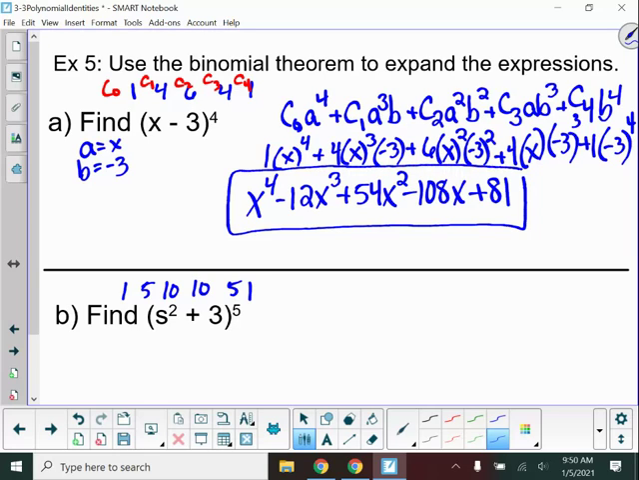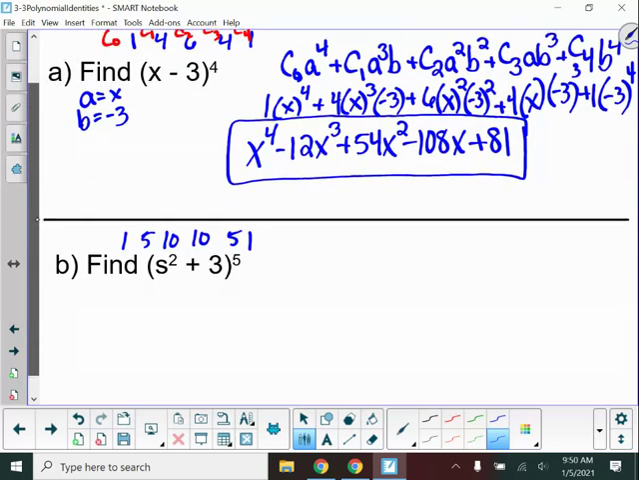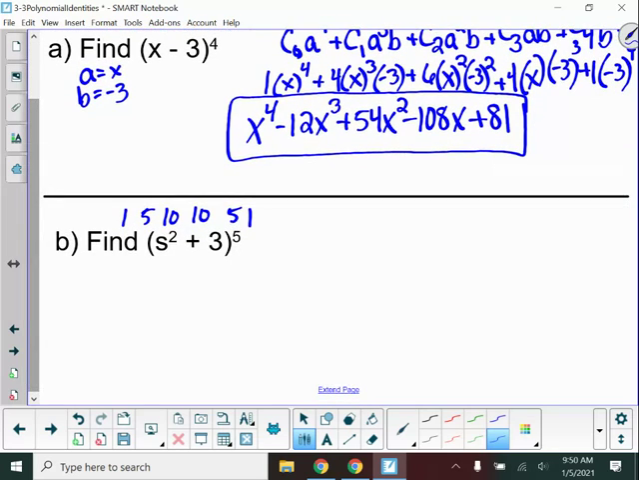So you see how I use that formula. Just plug everything in the way that I need to. And then that gives me my expansion. I don't have to go through and FOIL multiple times in order to get my answer.